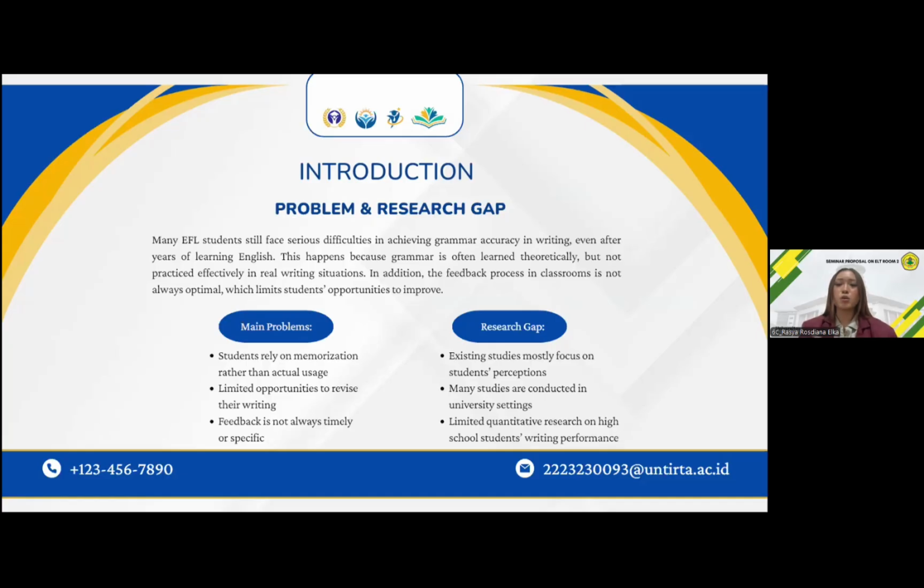And there is also a research gap. Most previous studies focus on university students, not high school students. Many studies also focus on students' opinions or perceptions, not on their actual writing performance. So this study is important because it focuses on high school students and measures their real improvement in grammar accuracy.